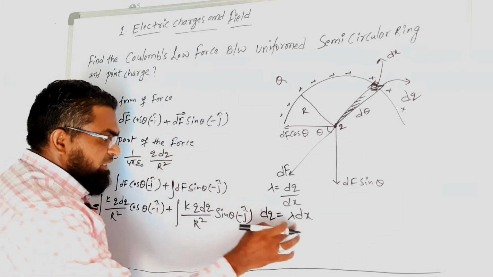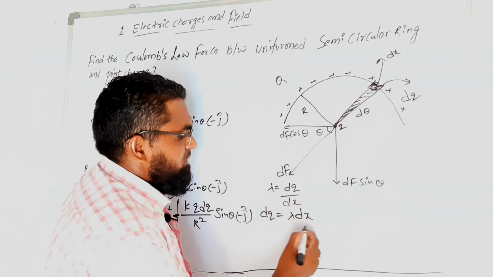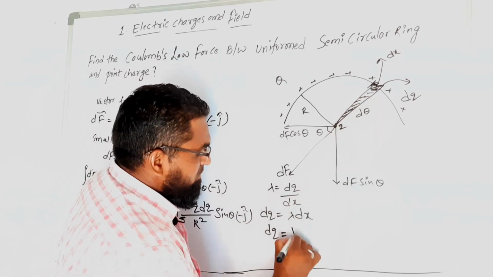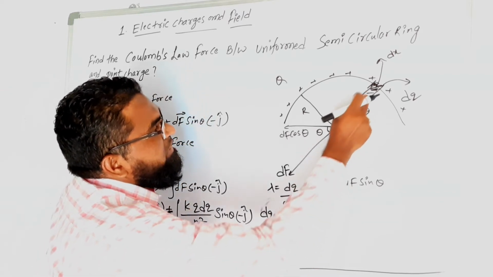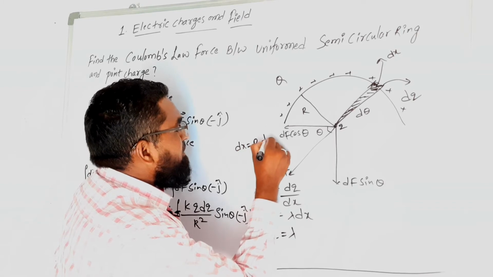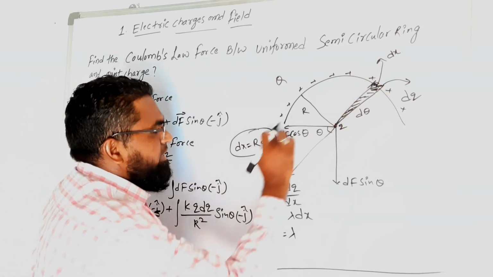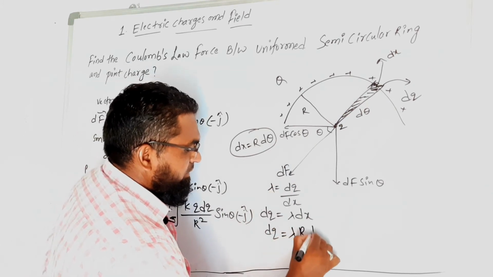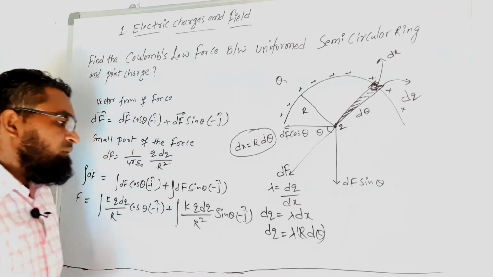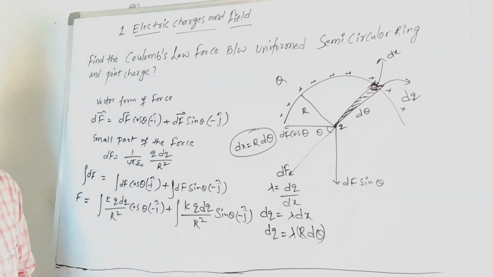Now the dx value has a theta relation. This small part of the angle is d theta. I am writing dq equals lambda, and dx equals r into d theta, radius into angle. This distance is radius into angle, r into d theta. Clear now, students? Do you have any doubts? Ask in the comment box. So dq is equal to lambda into r into d theta.